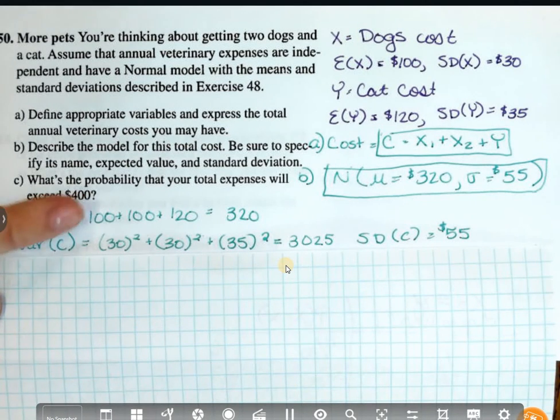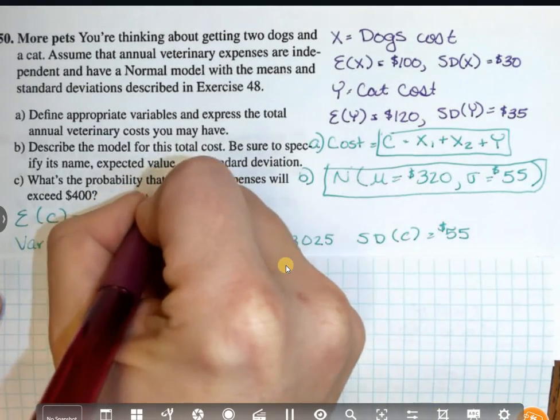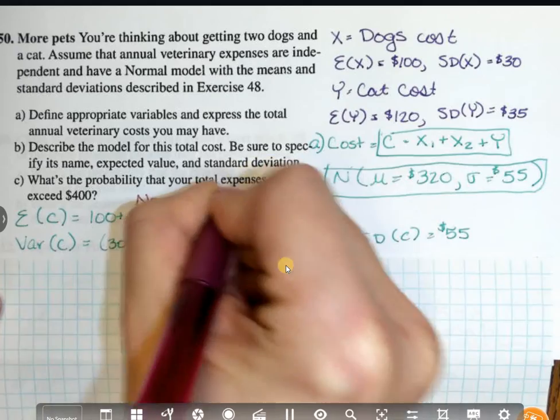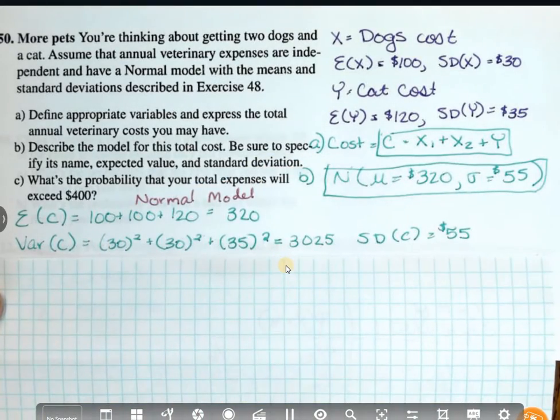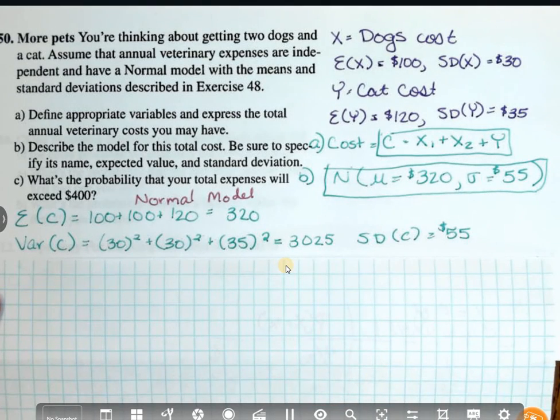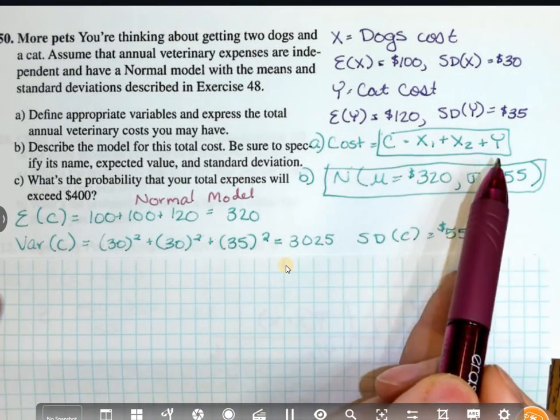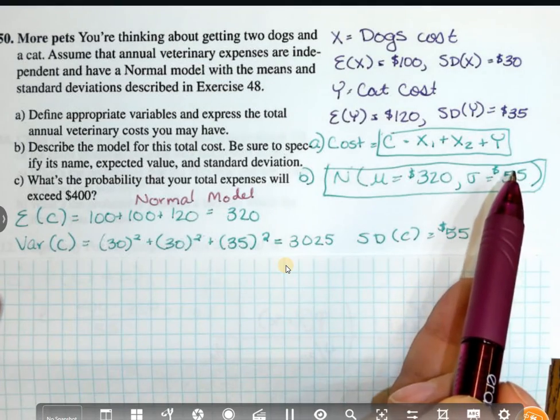Now, if you wanted to just do this work here, where we said expected value and standard deviation, you can do that, and then off to the side, say normal model. You kind of knock it all out that way. This is just the short and sweet way of doing it. Every problem that you are going to be solving from here on out, you need to fit certain requirements: describing what you're talking about, defining all of your variables, showing where all of your work came from.